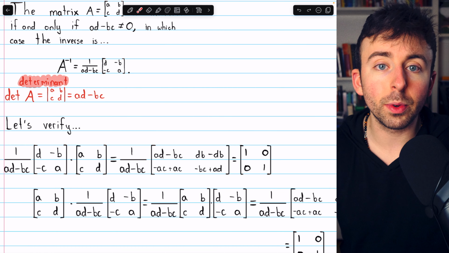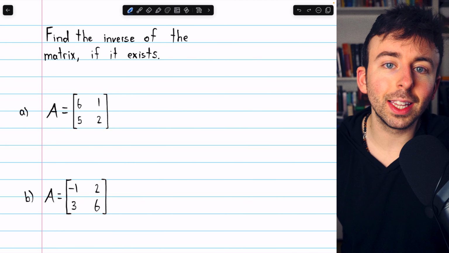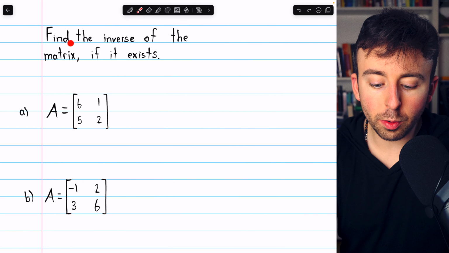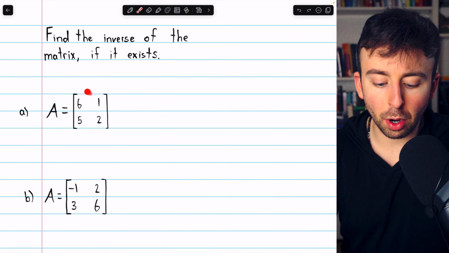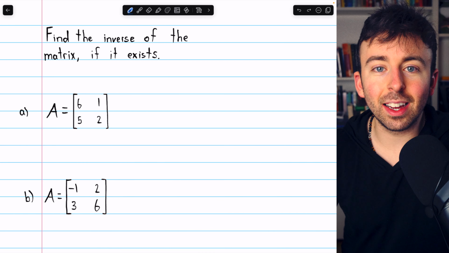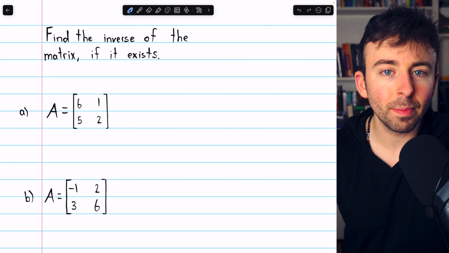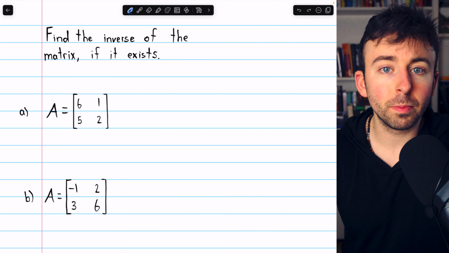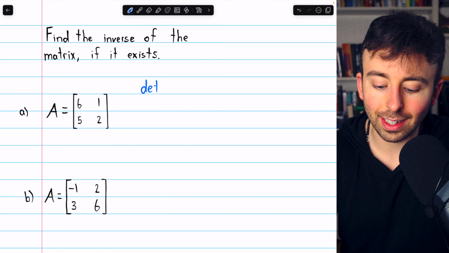Let's go ahead and try it with a couple of examples. Here are two problems from Howard Anton's elementary linear algebra textbook. We are going to find the inverse of each matrix if it exists. Let's begin with problem A here. We want to begin by finding the determinant, because if the determinant is 0, then we can't take an inverse. If the determinant isn't 0, then we'll need it to compute the inverse. So we'll start by finding that determinant.